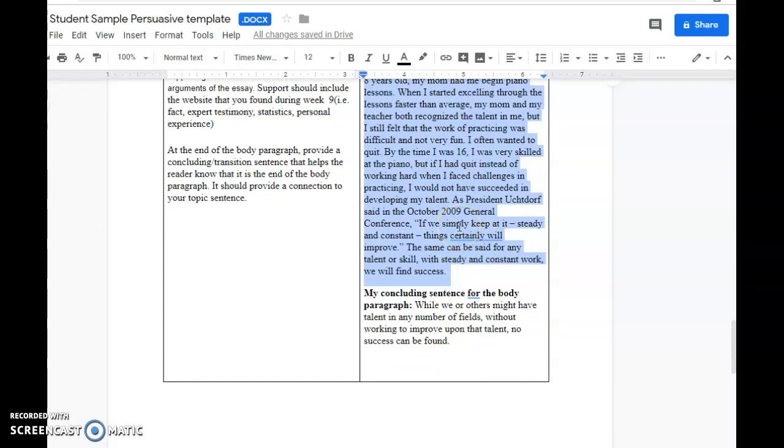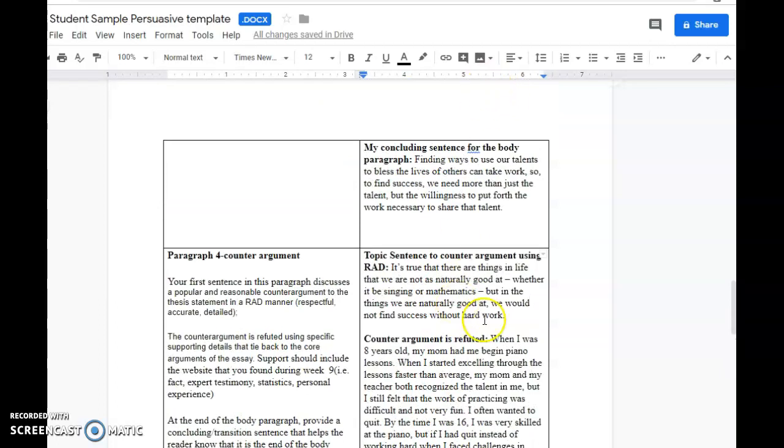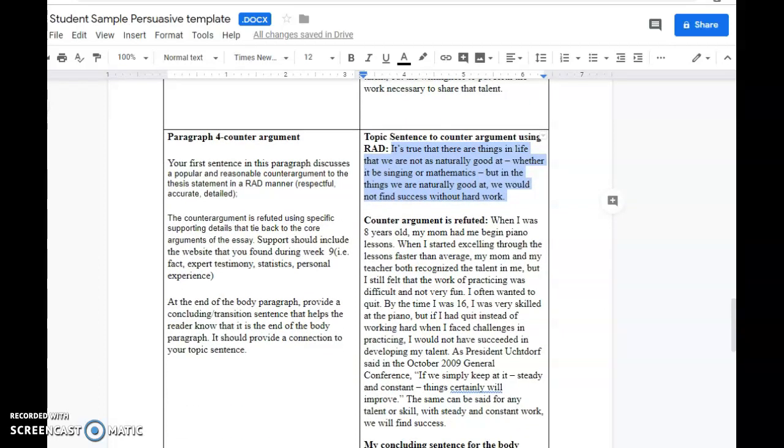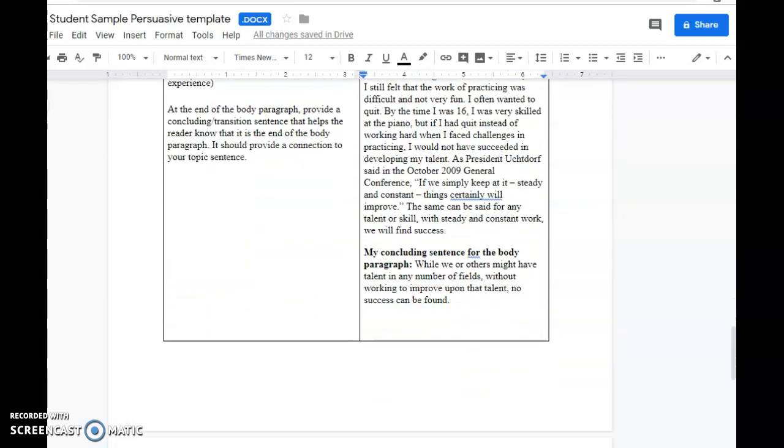"As President Uchtdorf said in October 2009 General Conference, if we simply keep at it, steady and consistent, things will certainly improve. The same can be said for a talent or skill. With steady and constant work, we will find success." So notice that this person really just acknowledged the counter argument. And the rest of the paragraph is spent talking about why that thought process is incorrect.